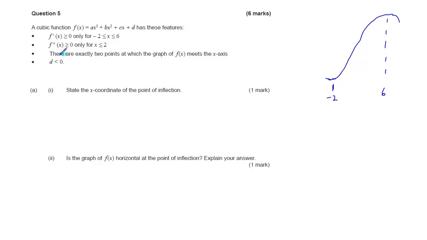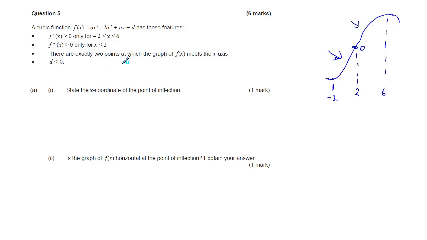The second derivative is positive only if x is less than or equal to 2. So that's somewhere in the middle here. So the second derivative is positive in here. That means it must be negative here, so it's got to be 0 actually at 2.